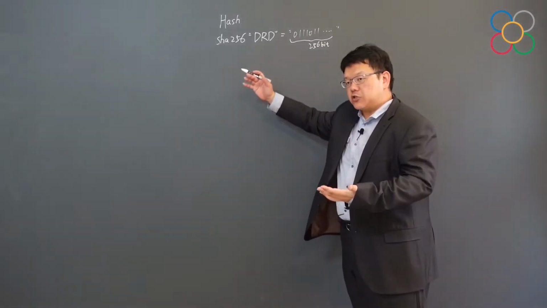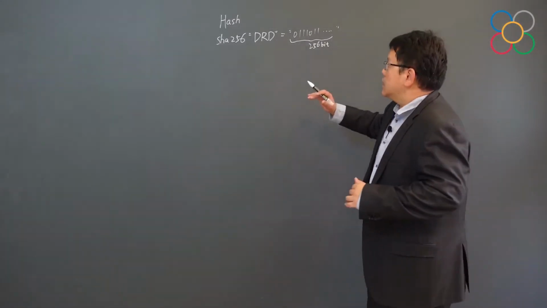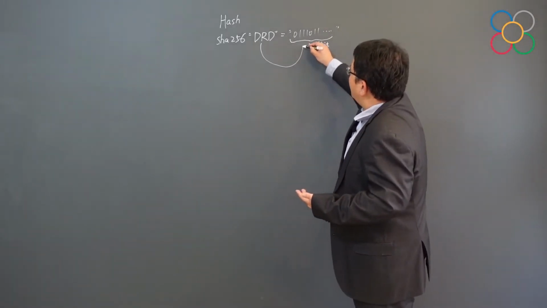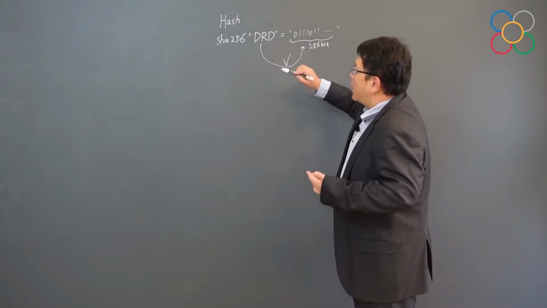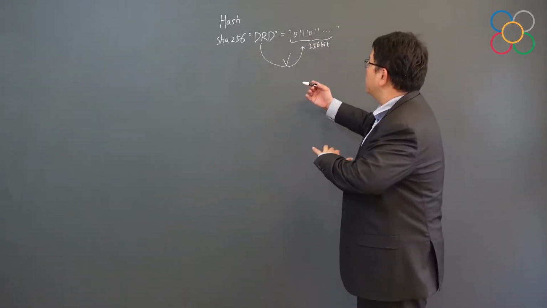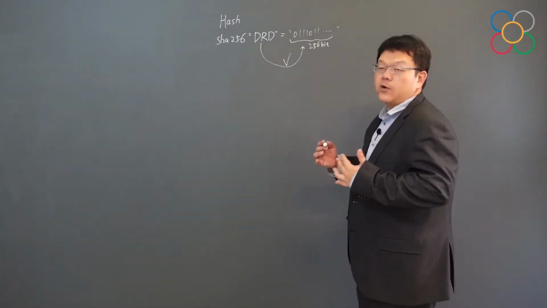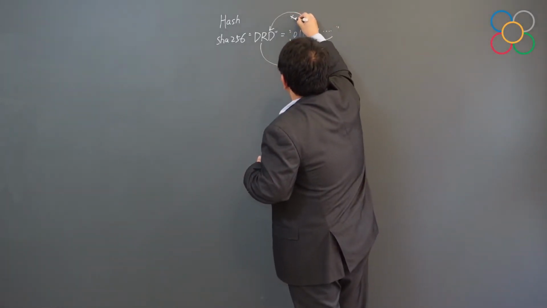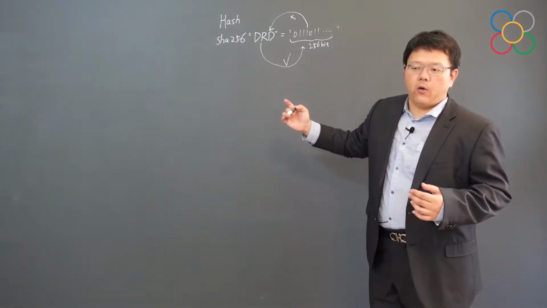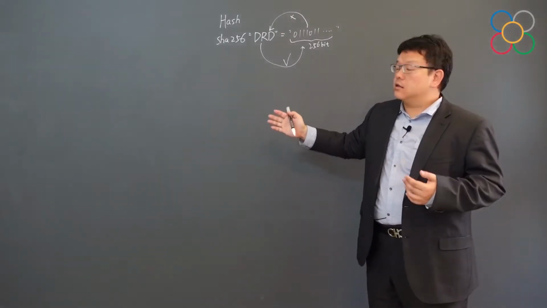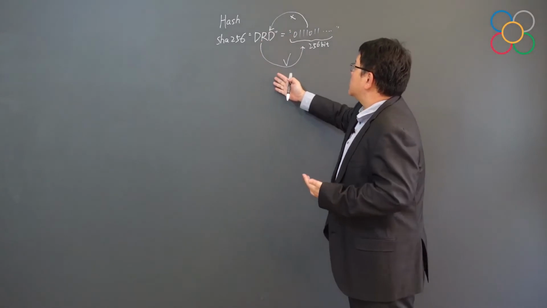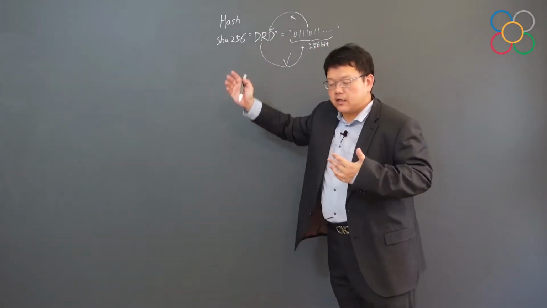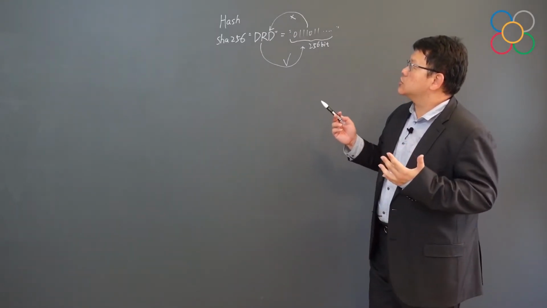In hash, the typical feature is that it's easy to get from the input to the output. But when I give you the output, it's very difficult to calculate the input. This is also used in the wallet. The private key can easily give you a public key, but from the public key, it's very hard to get a private key. Okay, this is one hash algorithm.